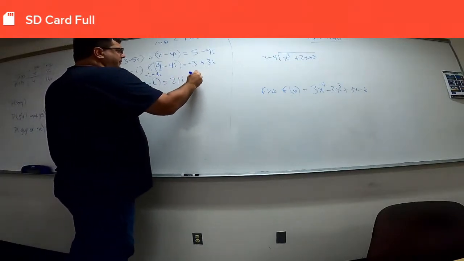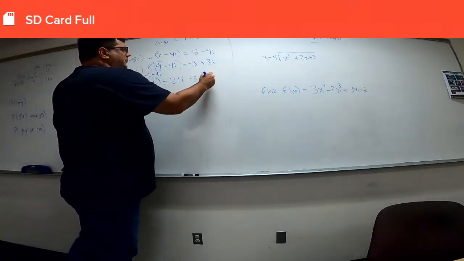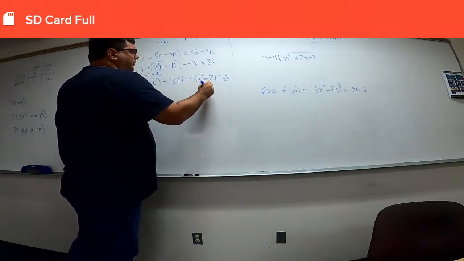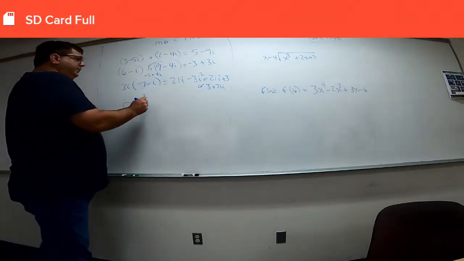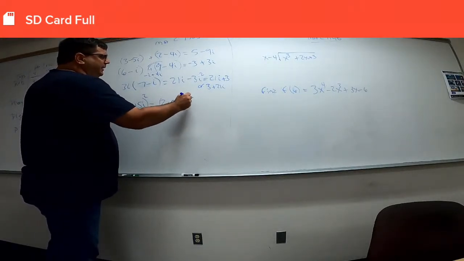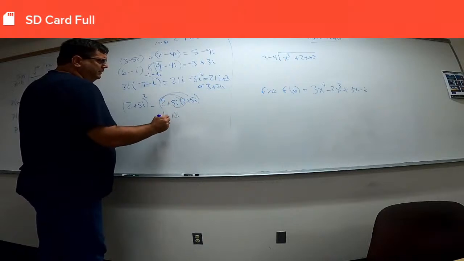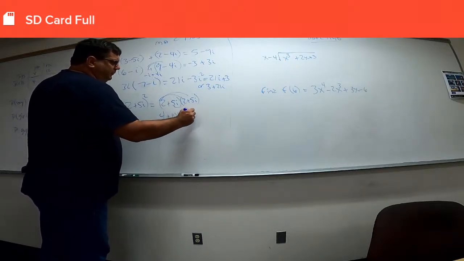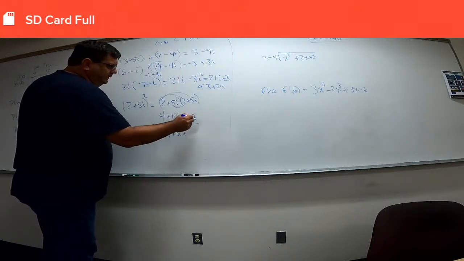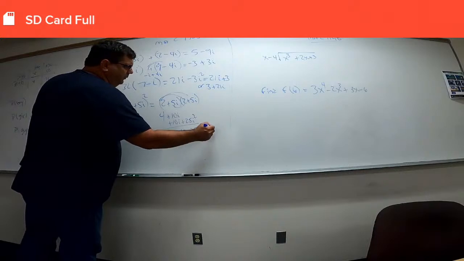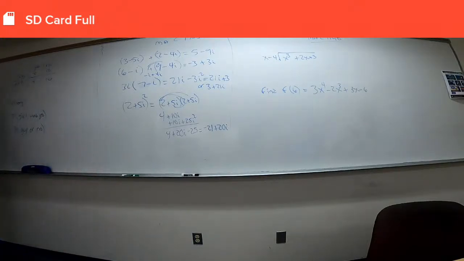21i minus 3i squared. And then i squared is negative 1. So this is 21i plus 3, or 3 plus 21i if you have to put it in standard form. Okay? 2 plus 5i times 2 plus 5i. 4 plus 10i plus 10i plus 25i squared. 4 plus 20i minus 25, which is negative 21 plus 20i. All right. You good?